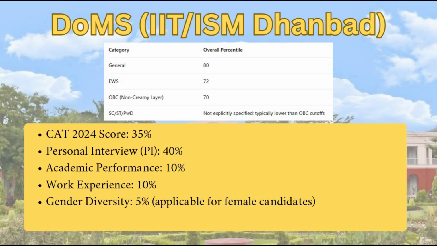And once you are done with your PI, then the composite score is calculated after taking 35% from CAT score, 40% from PI score, 10% from academic performance, 10% from work experience, and 5% extra points are given to the female candidates in order to promote gender diversity. Again, the eligibility criteria is fairly simple. 60% if you are a general candidate in your graduation, 55% if you are a category student.